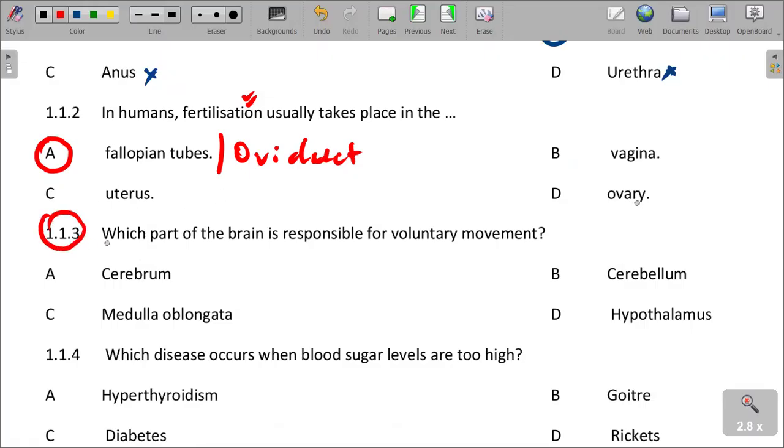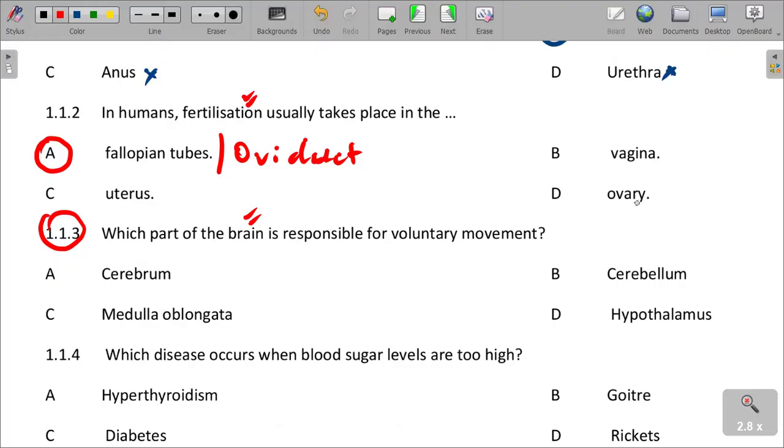Number three, which part of the brain is responsible for voluntary movements? You need to understand the human brain. It is also on the channel. Please go and check Metric Hub, the human brain. It is well explained and the functions are also given.